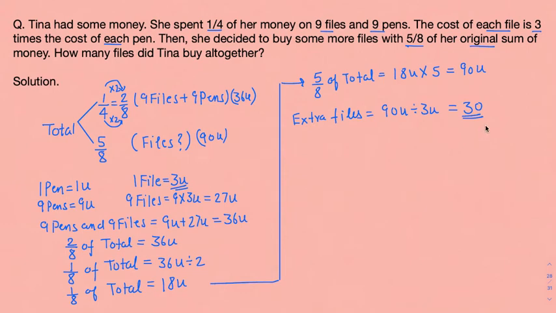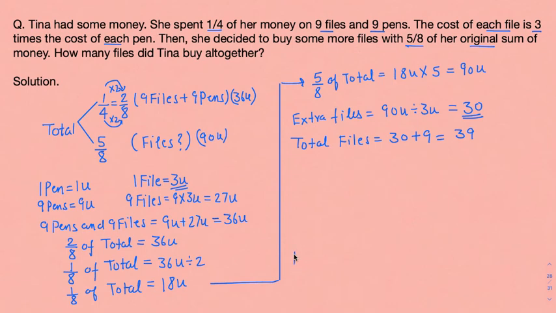And we know that she has bought 9 files before. So what's the total number of files she bought? Because the question is how many files did she buy altogether. So total files bought should be 30 that she bought later with this amount of money, and she had already bought 9 files, so 30 plus 9 will give you 39.